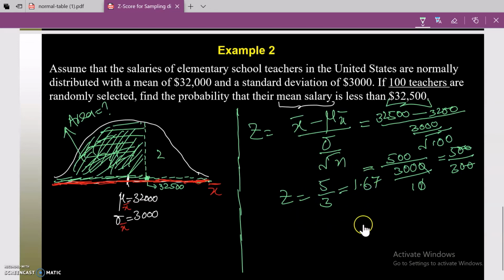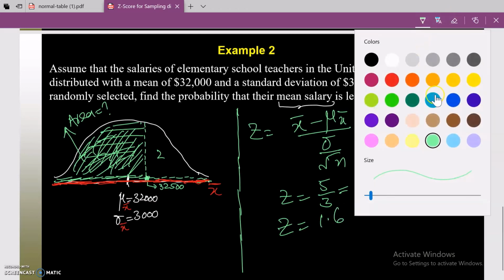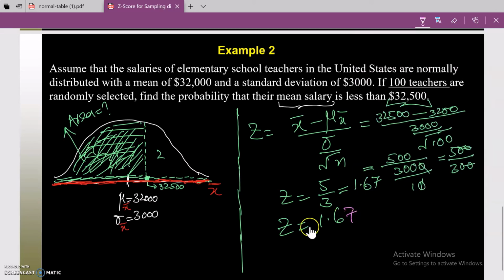Now what we are going to do is look this value up in the table. Now we can use the table. Previously we were not able to use the table here, because it was a non-standard normal distribution. Now we can use the table. So I'm going to write z equals 1.67, and let me write this with a different color just to draw your attention. We're going to look for 1.6 in the z column, and the 7, the hundredths position, in the top row.